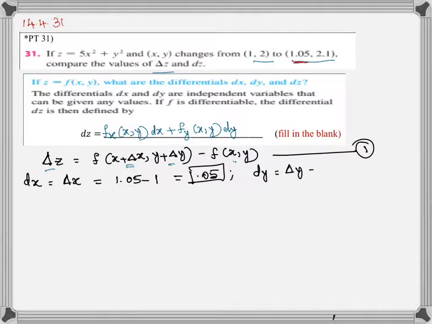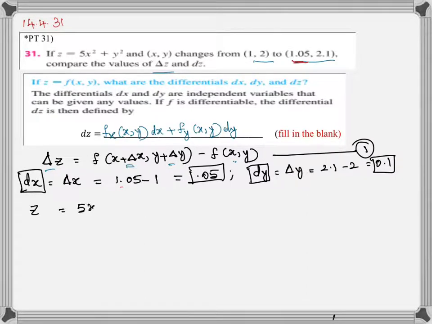1.05 minus 1 will be 0.05. dy is nothing but delta y, which is the new value of y minus the original value of y, which is 2.1 minus 2. That will be 0.1. So we got the value of dx and we got the value of dy.